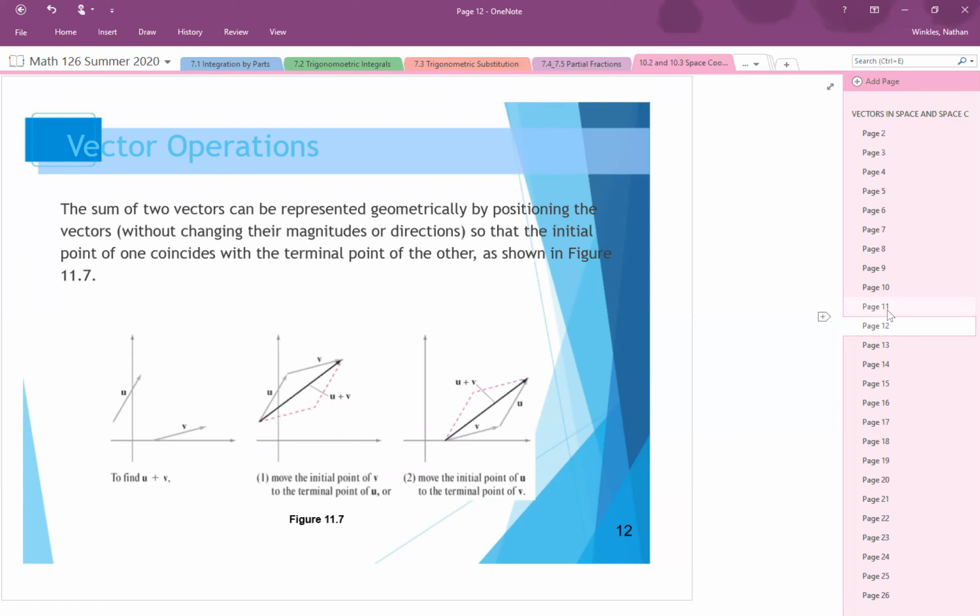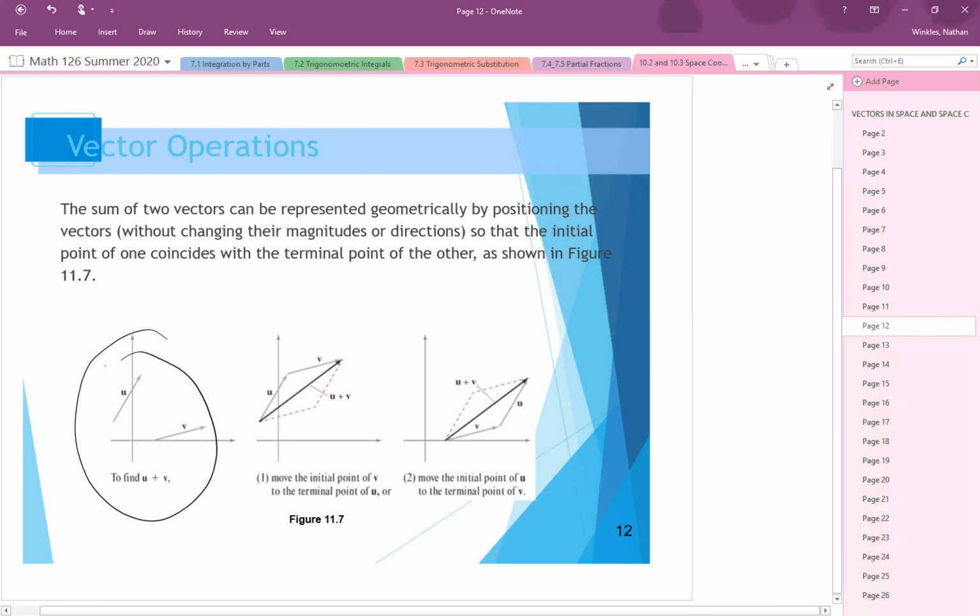Now, when we're adding two vectors, there are different ways of doing it, but the most common way is to use the parallelogram method. The sum of two vectors can be represented geometrically by positioning the vectors, without changing their magnitudes or directions, so that the initial point of one coincides with the terminal point of the other. So basically, given two vectors u and v, we can write them tip to tail. If I took this u vector or this v vector, I'm going to put the tip way up here, which is what we've done right here.